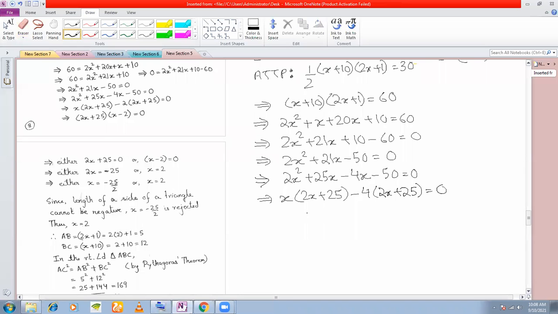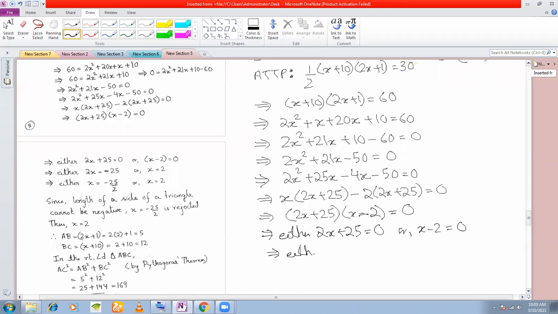So 2x plus 25 into x minus, this should be 2 actually, with HCF of 4 and 50 being 2. So this will be x minus 2 is equal to 0. That means either 2x plus 25 is equal to 0 or x minus 2 is equal to 0. That means either x is equal to minus 25 by 2 or x is equal to 2 centimeters.